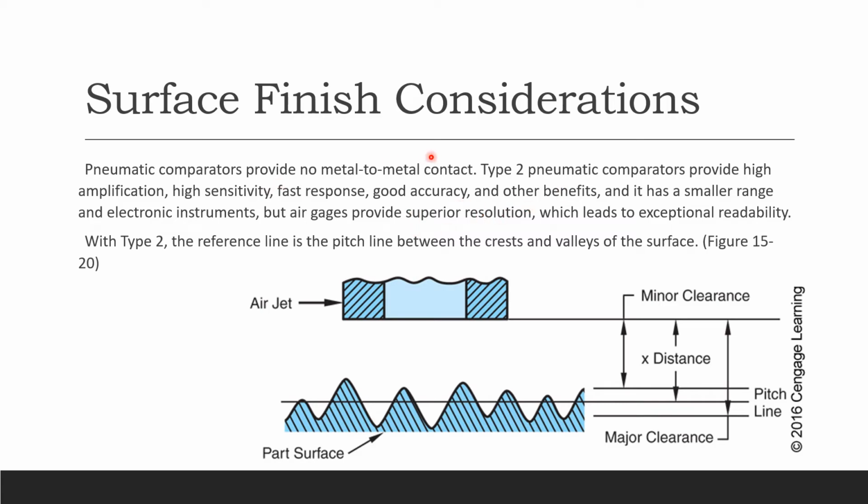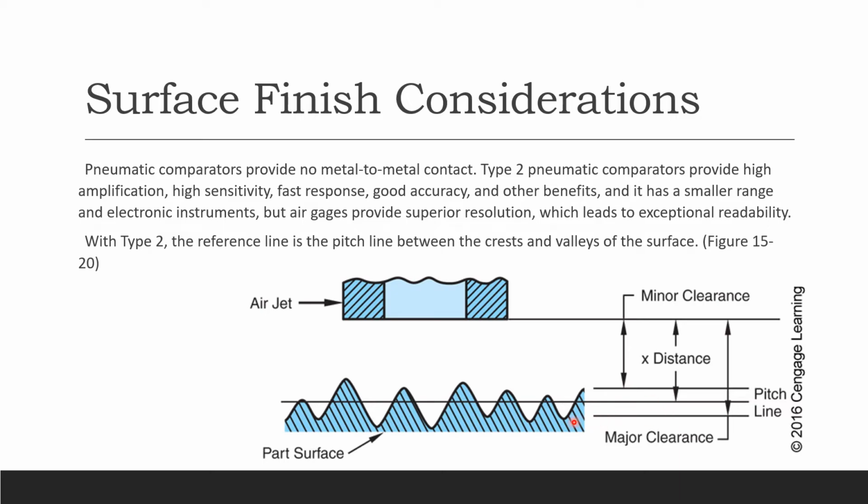All you have to understand is that for surface finish, type 2 is pretty good because it has very high amplification. With type 2, the reference line, which we call the pitch line, is between the crests and the valleys of the surface. When you take a look at this diagram, that's your pitch line. Every time we say clearance, we're talking about the distance. So that's your major clearance, and this is your minor clearance.